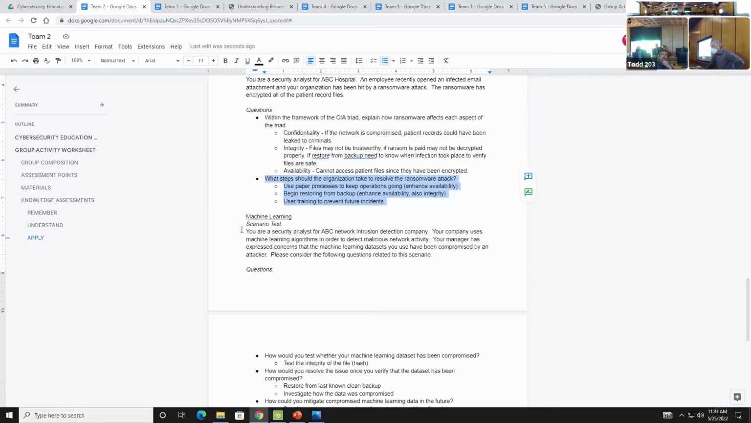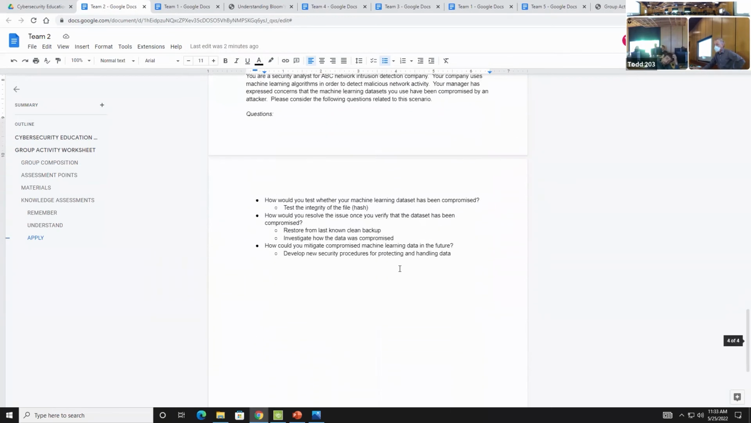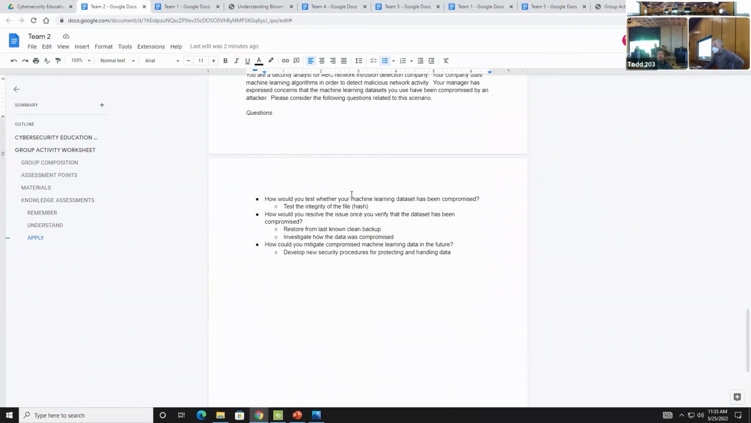Machine learning. You are a security analyst. Your company uses machine learning algorithms in order to detect malicious network activity. Your manager has expressed concerns that the machine learning data sets you use have been compromised by an attacker. Please consider the following questions related to this scenario. How would you test whether your machine learning data set has been compromised?